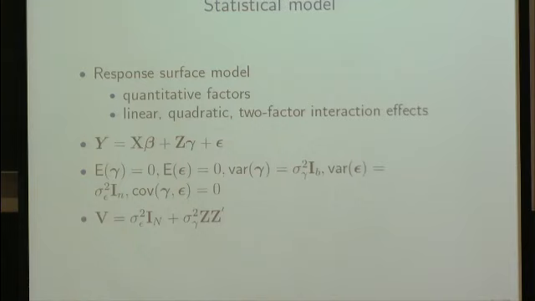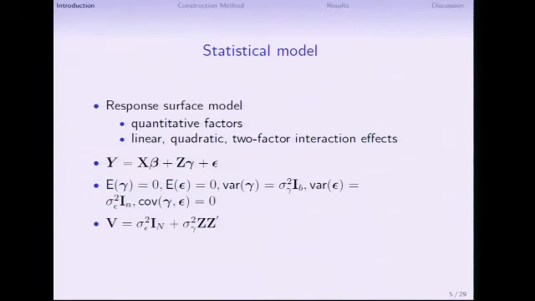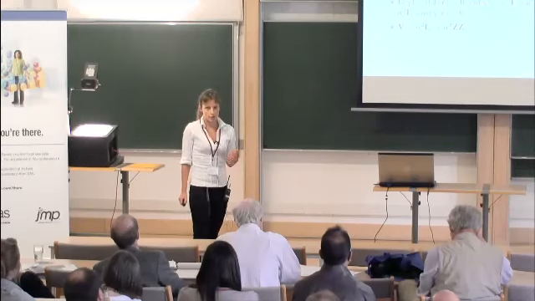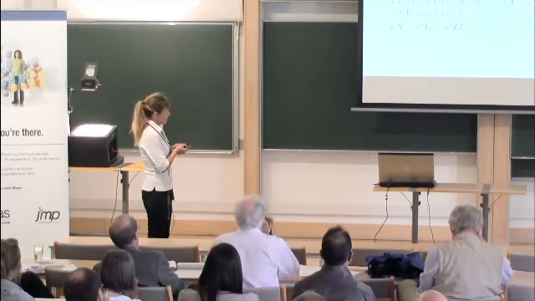Z is a matrix with elements 0 and 1, which assigns the observations to the groups. So the element ij is equal to 1 if the observation i belongs to the whole plot j, to the group j. Gamma is the vector of the random effects of the whole plots, and epsilon is the vector of the random errors. For the random effects gamma and epsilon, we assume that they are mutually independently normally distributed with zero mean and variances sigma gamma squared and sigma epsilon squared respectively. So the variance-covariance matrix for the model is given by this matrix V.